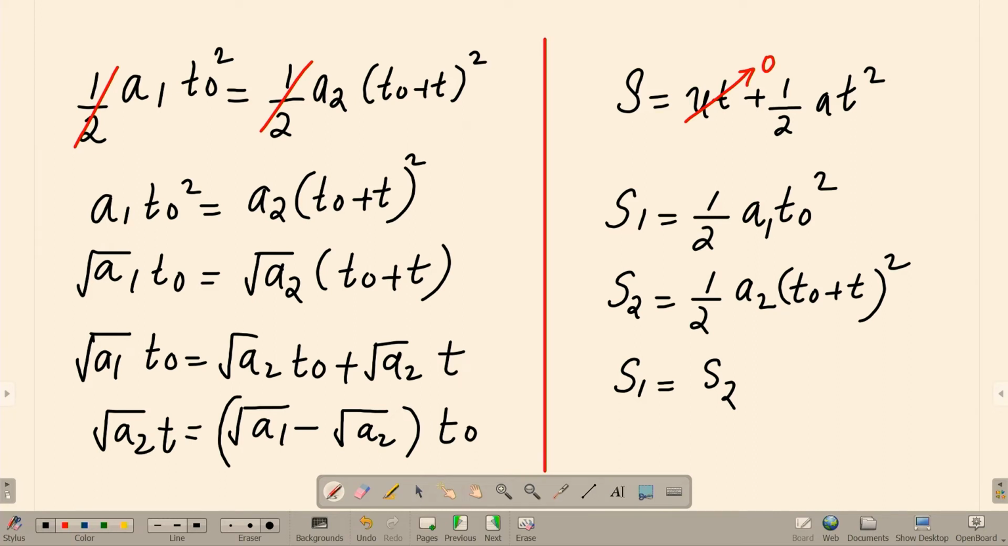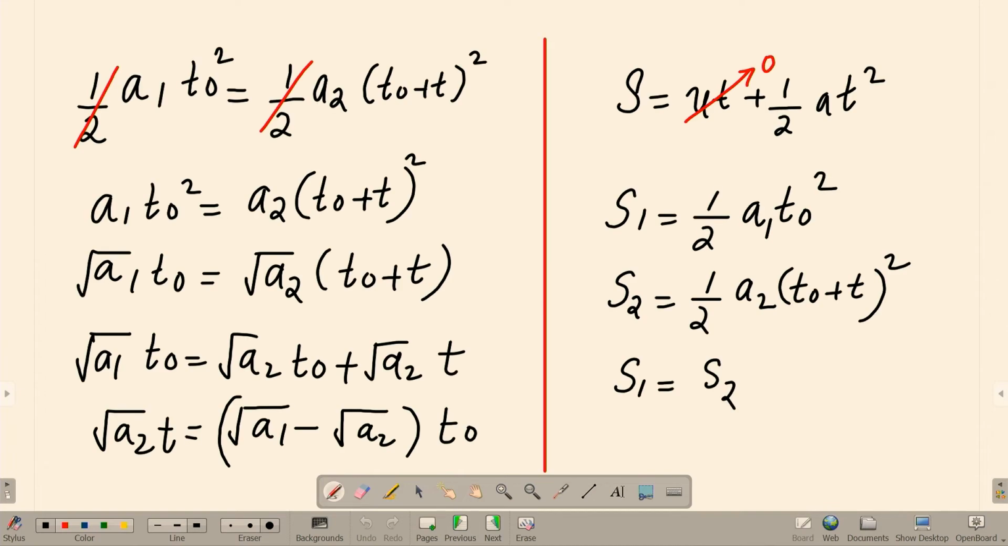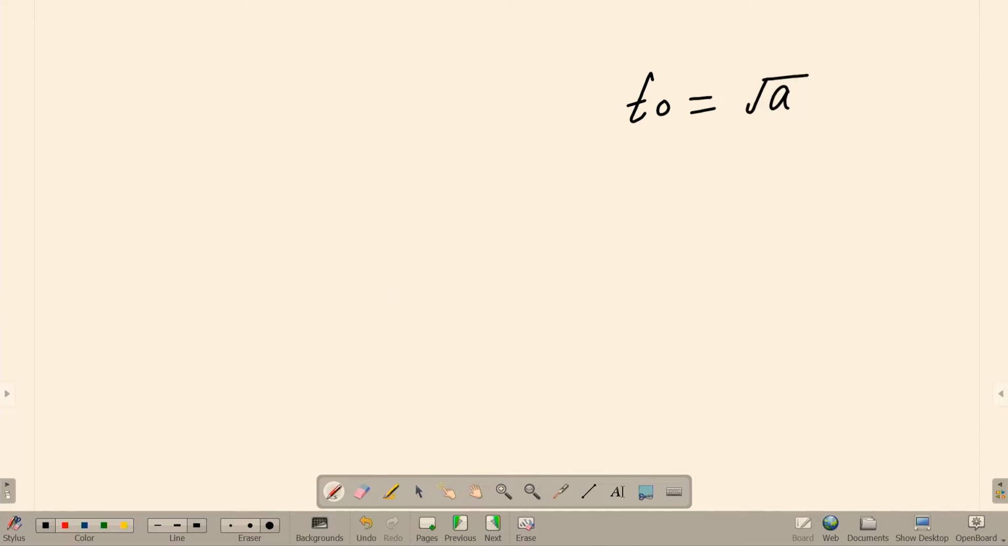So from here we can obtain the expression for t0. t0 is equal to root of a2 t divided by root of a1 minus root of a2.